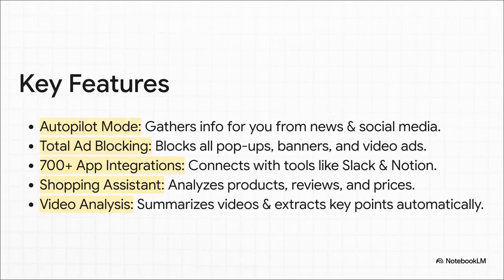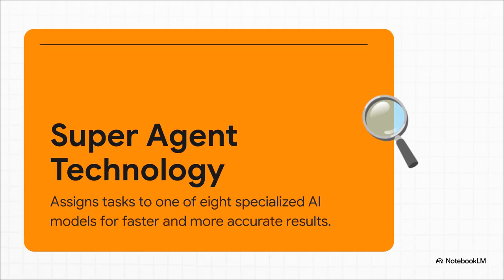And the feature list is pretty wild. You've got this autopilot mode, which isn't just a search bar. It literally tells the browser to go out and browse for you, pulling in info from news, social media, all over the place. Then there's total ad blocking, and they mean all ads. It connects with over 700 of the apps you probably already use, like Slack and Motion, and it has these specialized assistants for things like shopping or even analyzing a video you're watching. So how does it do all this? Well, instead of having one giant jack-of-all-trades AI trying to do everything, GenSpark uses something they call super agent technology.